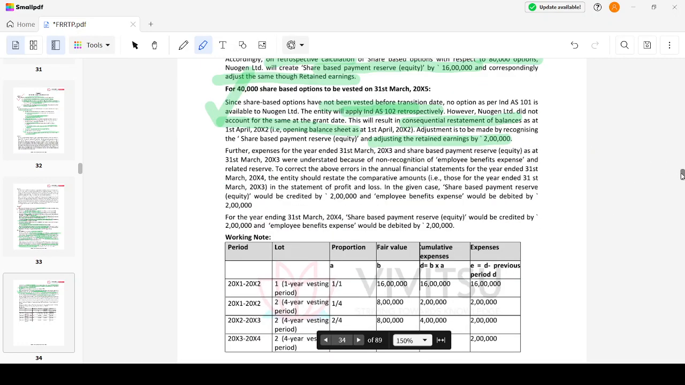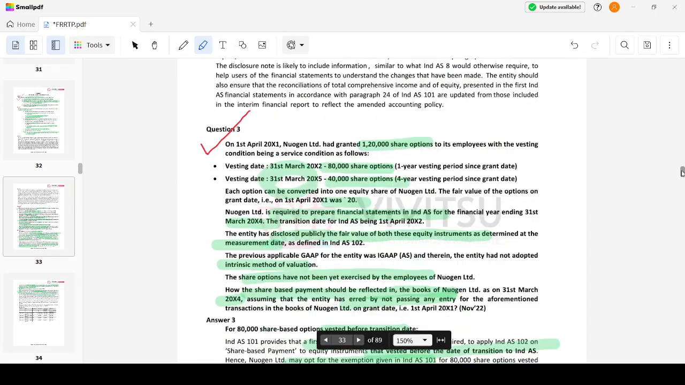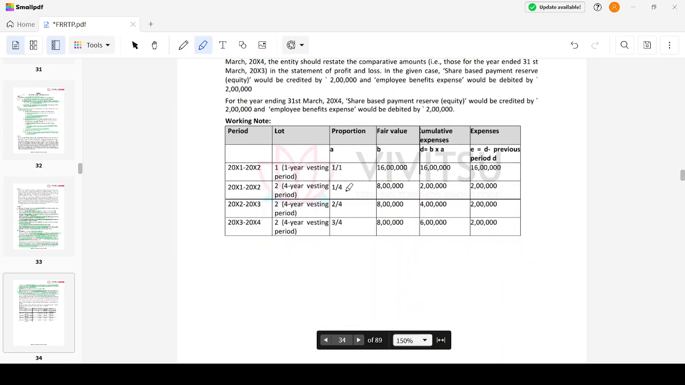Why is it 2 lakhs? Let's see. 40,000 into 20. It is 8 lakhs, right? And this has a 4-year vesting period. 8 lakhs over a 4-year vesting period. For each period, it will be 2 lakh, 2 lakh, 2 lakh, 2 lakh, right? So for the first one, it is 2 lakh.